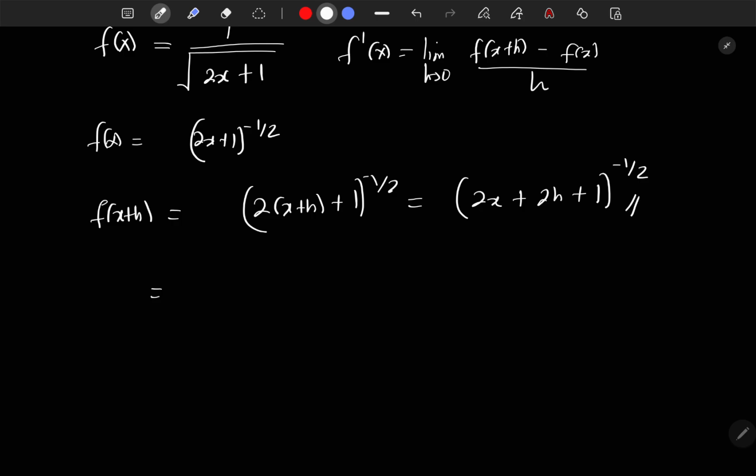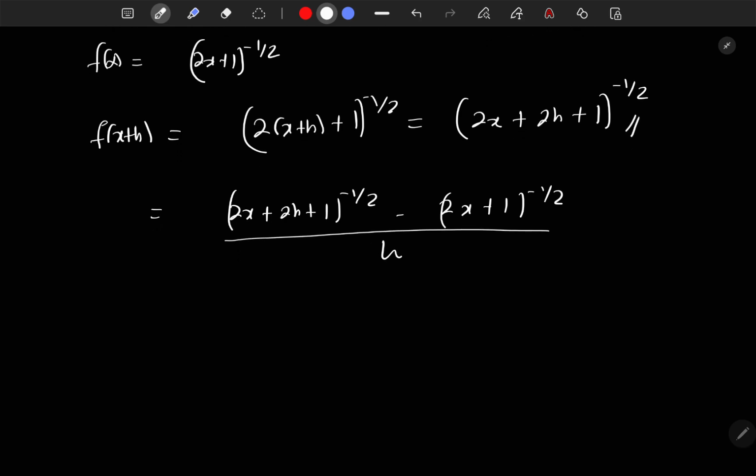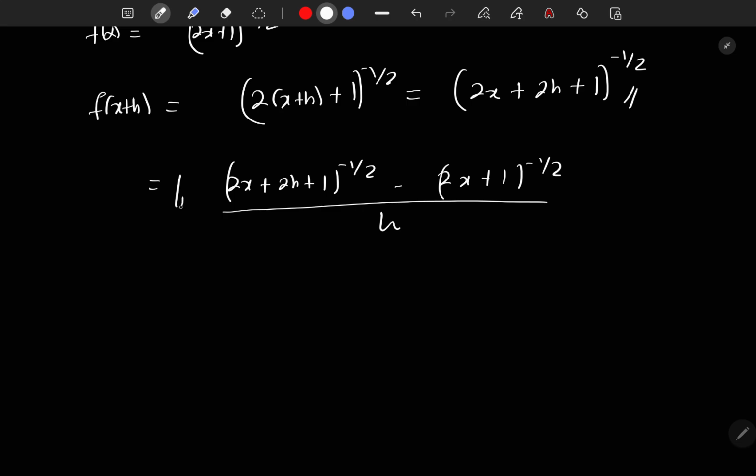So now we have the limit as h approaches 0 of 2x plus 2h plus 1 to the negative half, minus 2x plus 1 to the negative half, over h. This is what we have. So after substituting, what comes next?